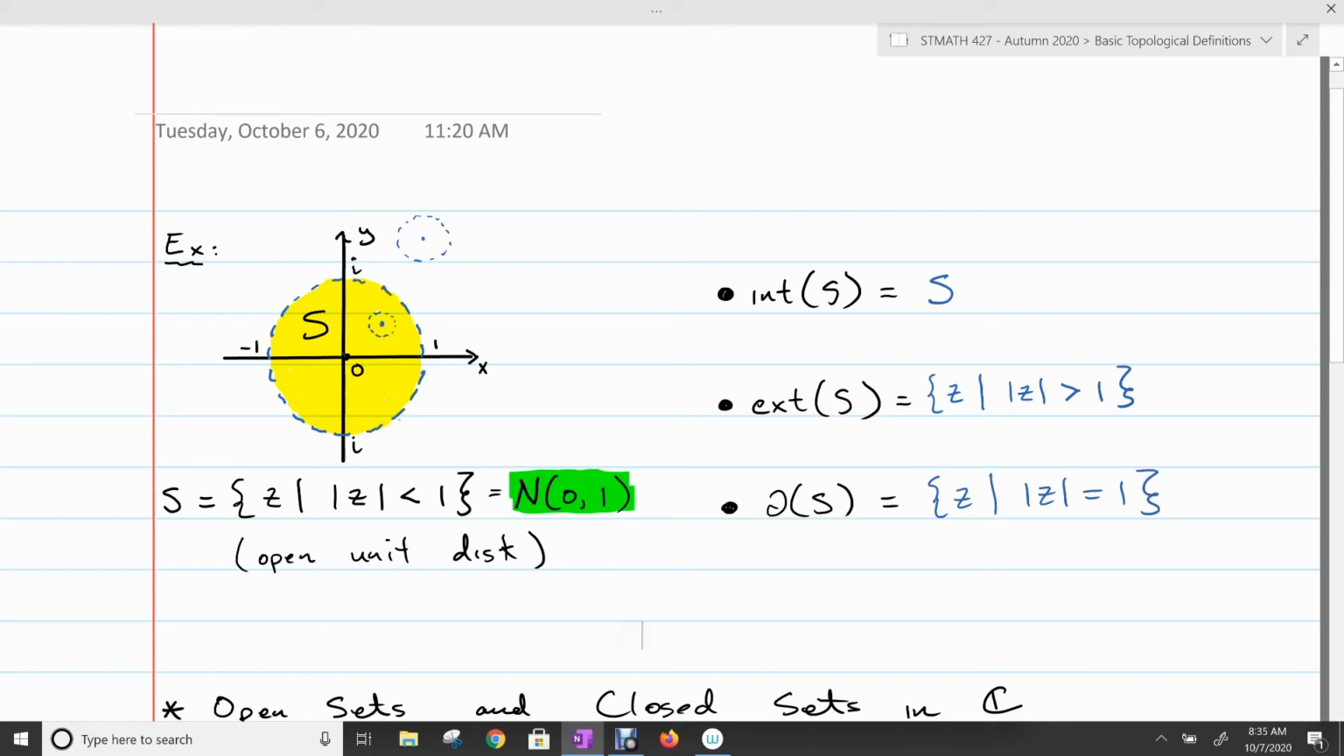Notice that any point that's on that boundary, if you put a disk around it, that disk is always going to intersect points inside S and also points outside of S. So when you're thinking about interior, exterior, and boundary, you're always thinking about these little disks around the points and how they interact with the set.